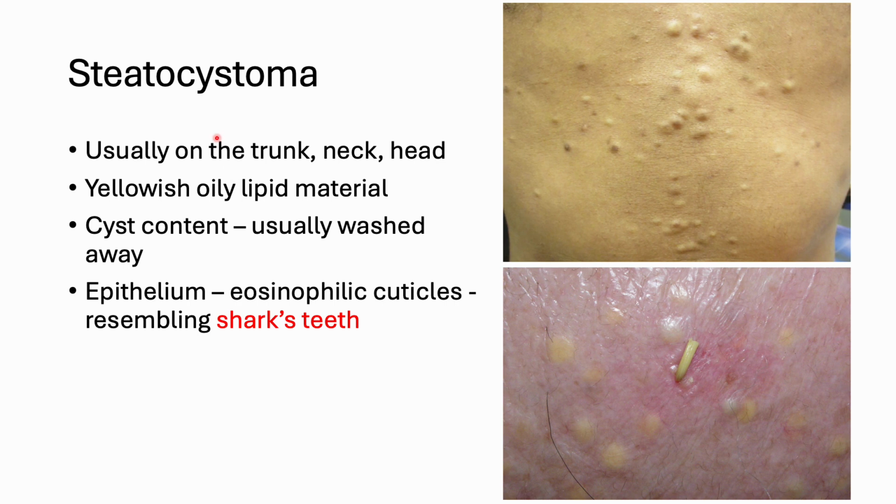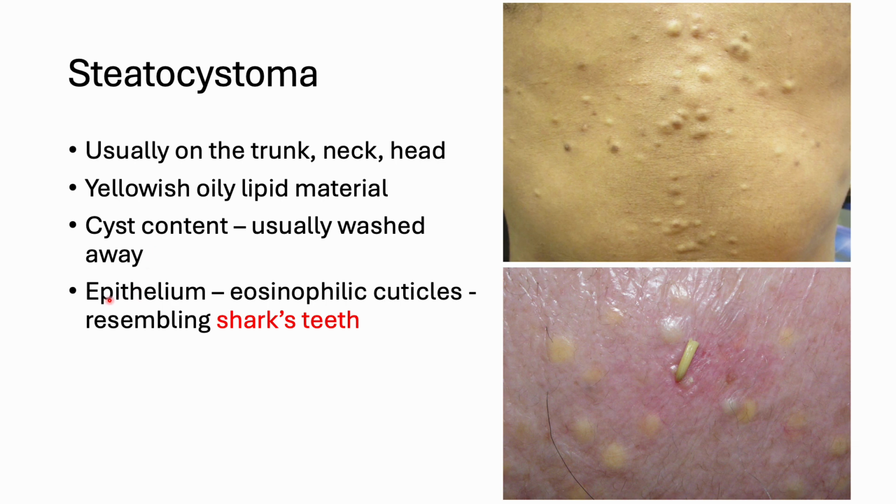And the next one is a very interesting type of cyst called steatocystoma. It usually happens on the trunk, neck, and head of adults. It can be familial, and sometimes you can see a patient with multiple steatocystomas. If you cut into one of the cysts, you will see yellowish, lipid, oily material, like toothpaste. Since it's very oily, during processing the cyst content usually just washes away.